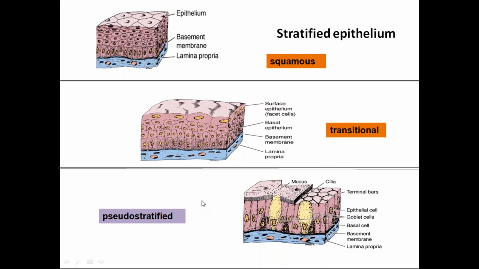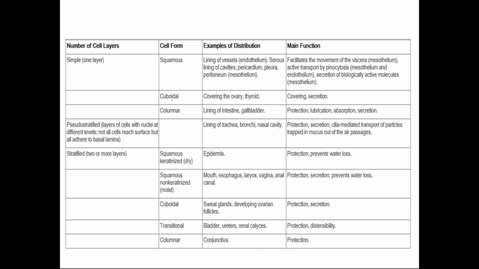Now just shortly write about the number of layers, that is simple epithelium and stratified epithelium, 2 or more layers. So what are they? Here, number of cell layers: simple, pseudostratified and stratified. Cell form is simple squamous, cuboidal and columnar epithelium, and stratified in the form of squamous, that is keratinized where there is a dry area, already I mentioned, and squamous non-keratinized where there is a moist area, in our oral cavity, in case of female genital tract, moist. And stratified also in the form of cuboidal, transitional and columnar.